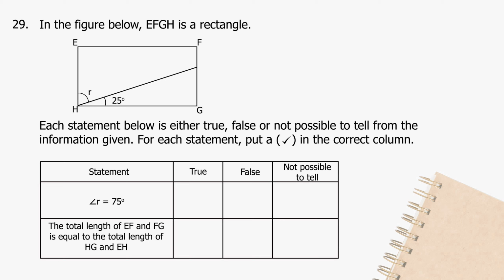Question 29. Each statement below is either true, false, or not possible to tell from the information given. For each statement, put a tick in the correct column.